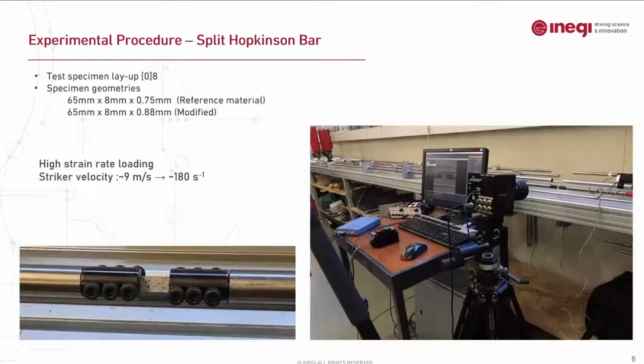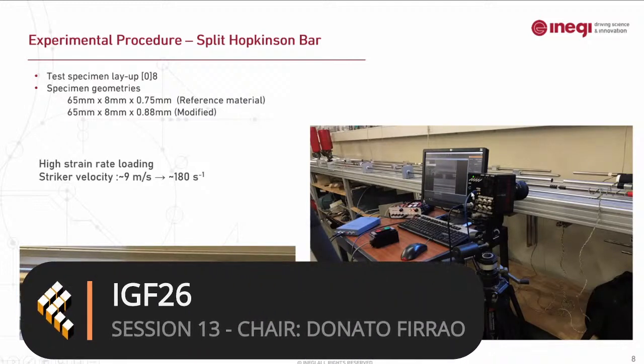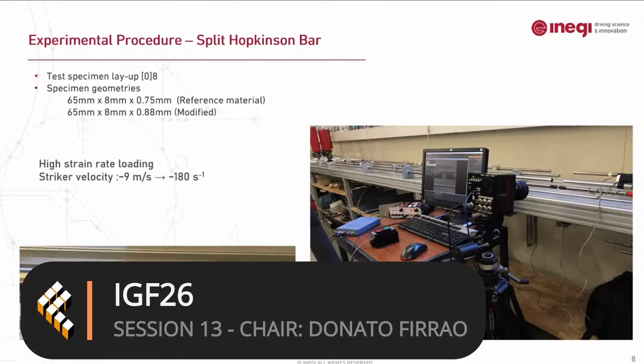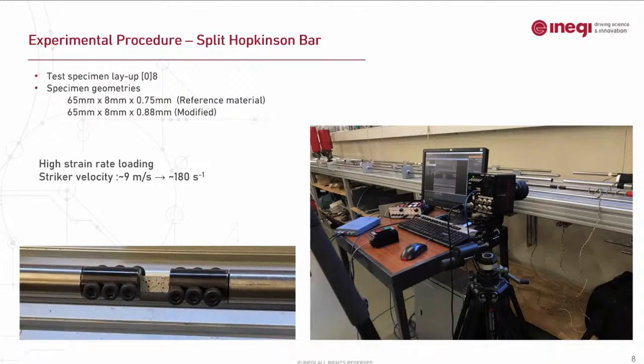So this is the view of our dynamic setup, and on the left we can see the gripping system we developed for laminates. It is a really important system because we have a laminate thickness of 0.75 to 0.8 millimeters, so it's really easy to damage these laminates by just excessive compressive loading. We applied a loading velocity of around 9 meters per second, and we reached a strain rate of 180.